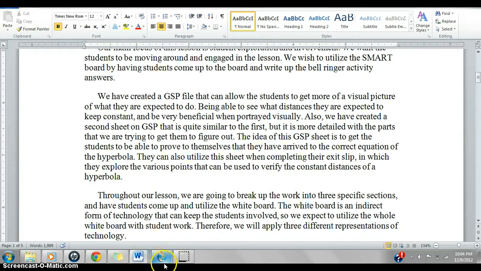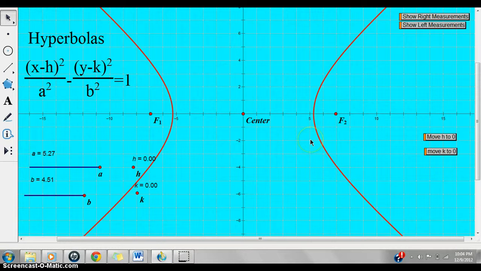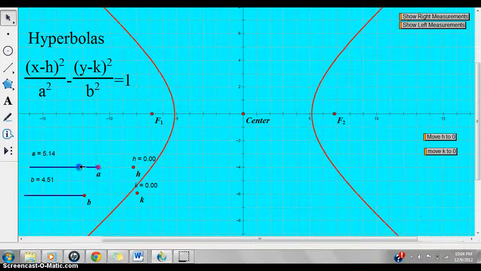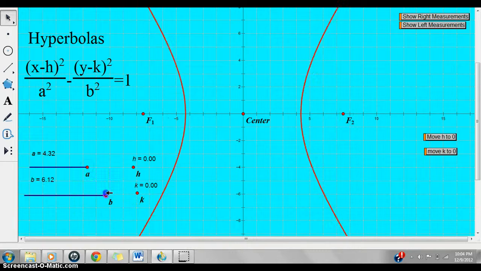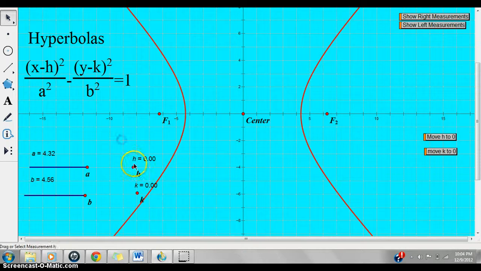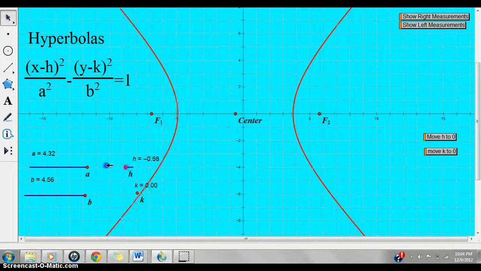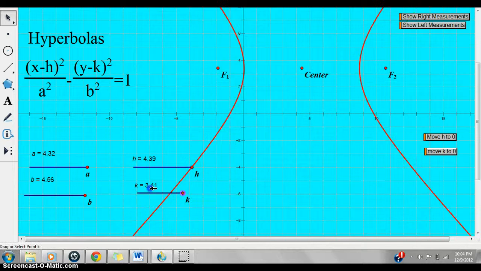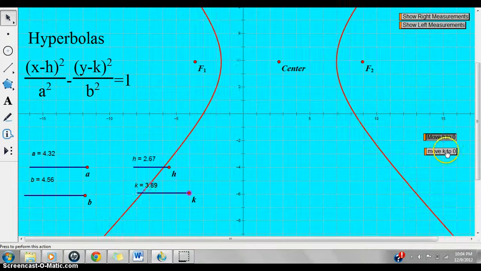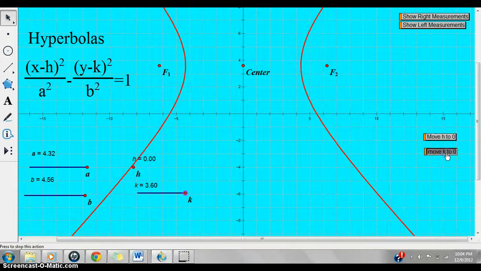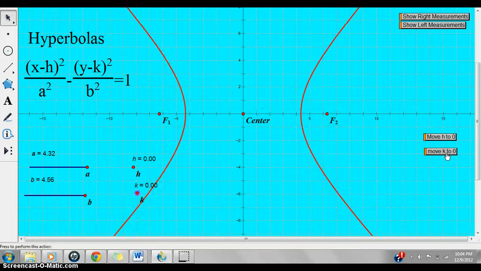I also created a GSP file that these students could use and look at and play around with. This file made it so that you could alter A and change the hyperbolas that way. You could alter B as well, and also you could do H and K. And then I also have these two buttons that would move H back to 0 and move K back to 0, and that would center the hyperbola at (0, 0) again.